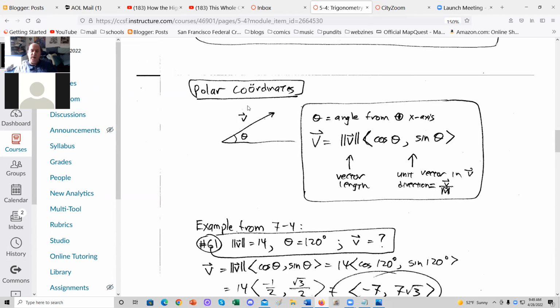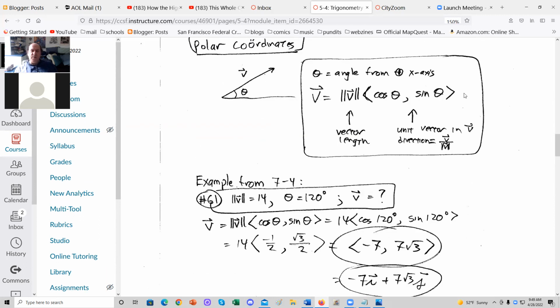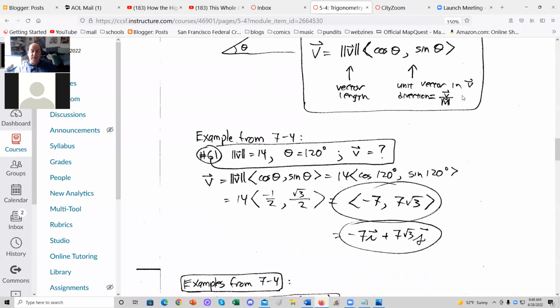But there's also polar coordinates. Given a vector v with a vector length, and at an angle theta from the positive x-axis, then the vector v will be the length of v times the vector cos theta by sine theta. This is the length of the vector. This cos theta by sine theta vector is the vector of unit length in the v direction. It also equals v over its length. And this is a lot like what we had the other day about writing a complex number in polar form, r cis theta.